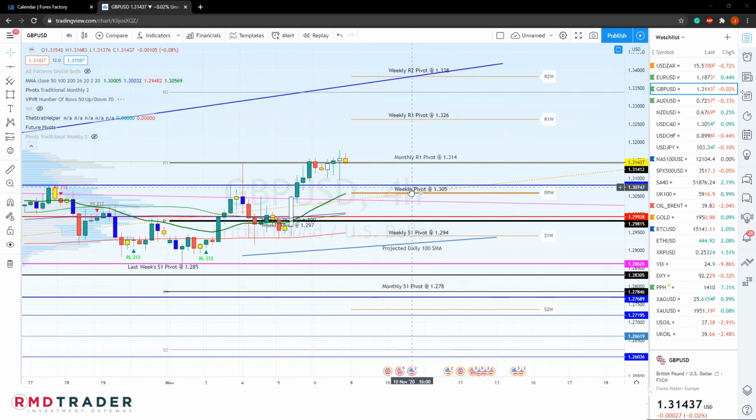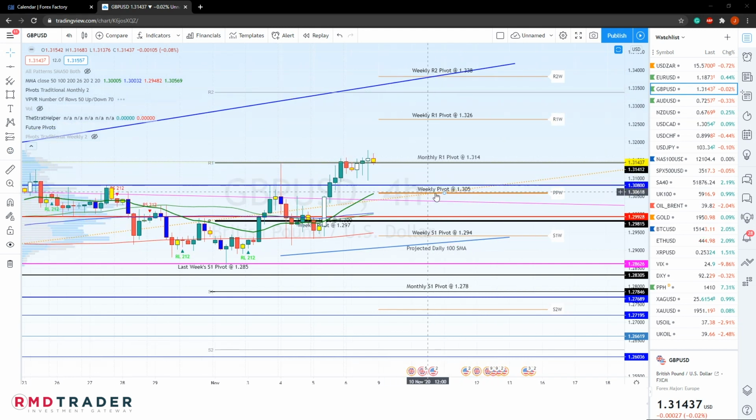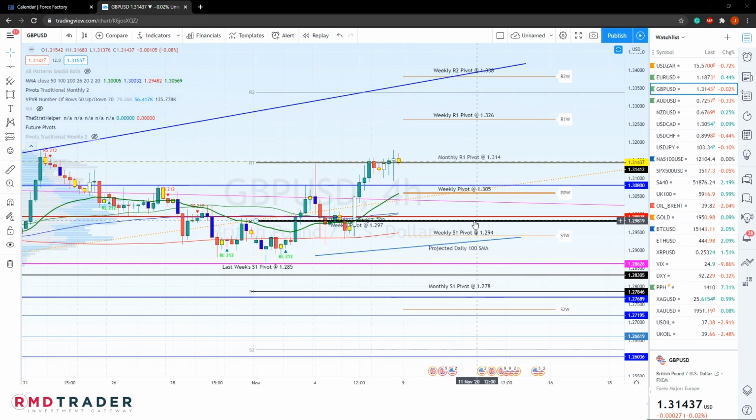Considering an area of immediate support, this would be the weekly pivot at 1.305, meaning if price were to move back into this area, it's possible that we can see another move higher towards those target areas. However, if price were to break below the weekly pivot at 1.305, the areas of support would be this monthly pivot at 1.297, and perhaps a bit lower, where we will find some additional support from the 4-hour 200 SMA and also this daily 100 SMA, which I've projected, all coming together on the weekly S1 pivot at 1.294.